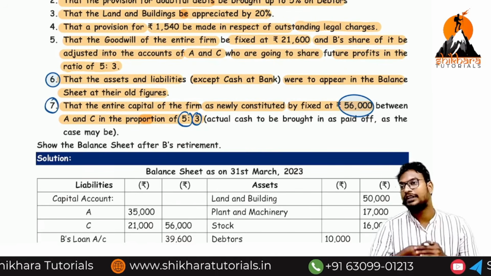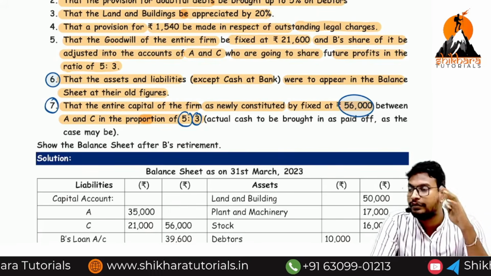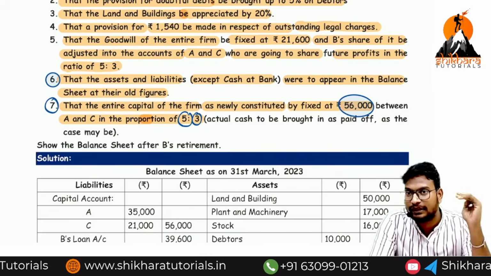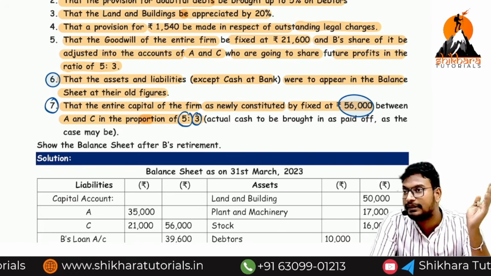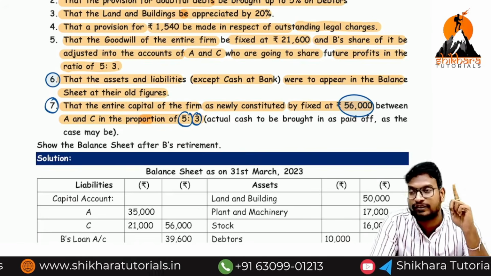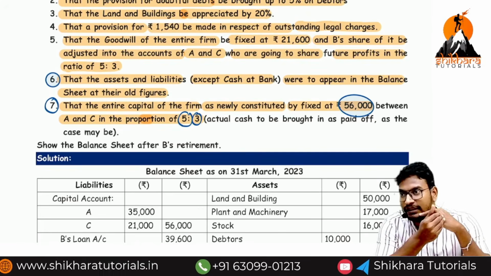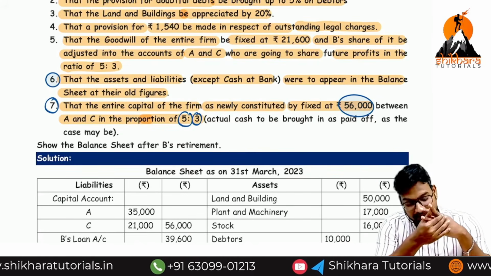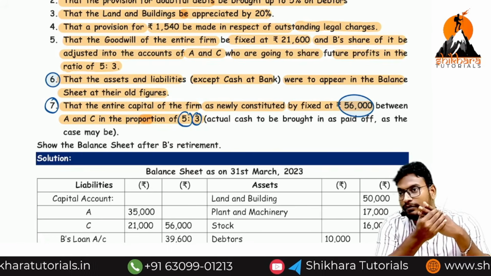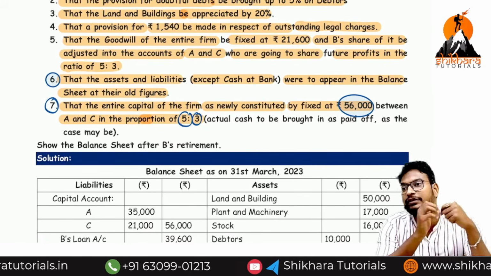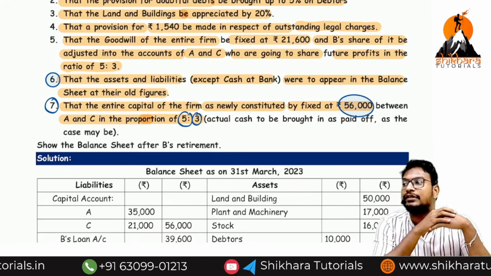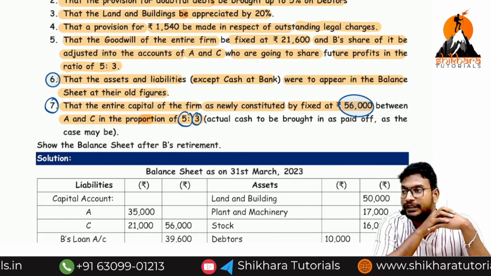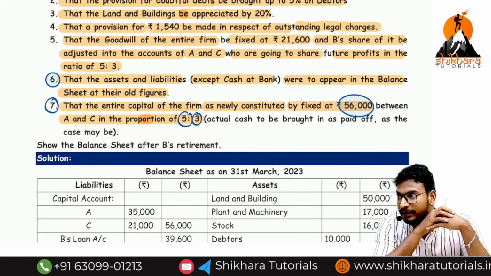So now what we need to do? We need not calculate the goodwill. They have only given the goodwill. So what are the working notes? First, we need to prepare the memorandum revaluation account. Second, partners' capital account. Third, cash account, cash at bank. Fourth, the balance sheet. What is the first working note we need to prepare? Calculation of gaining ratio, and then we need to pass the entries. Are you getting the point or not?